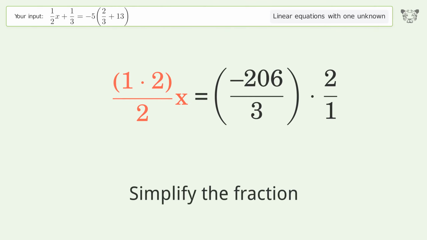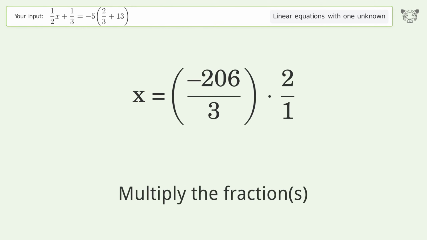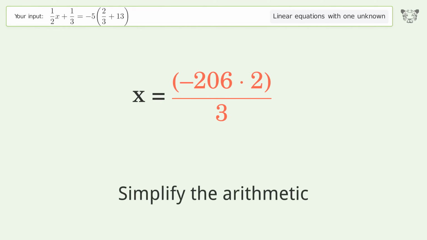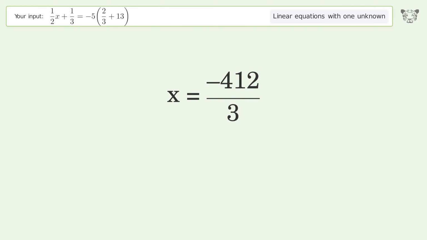Simplify the fraction. Multiply the fractions. Simplify the arithmetic. And so the final result is x equals negative 412 over 3.